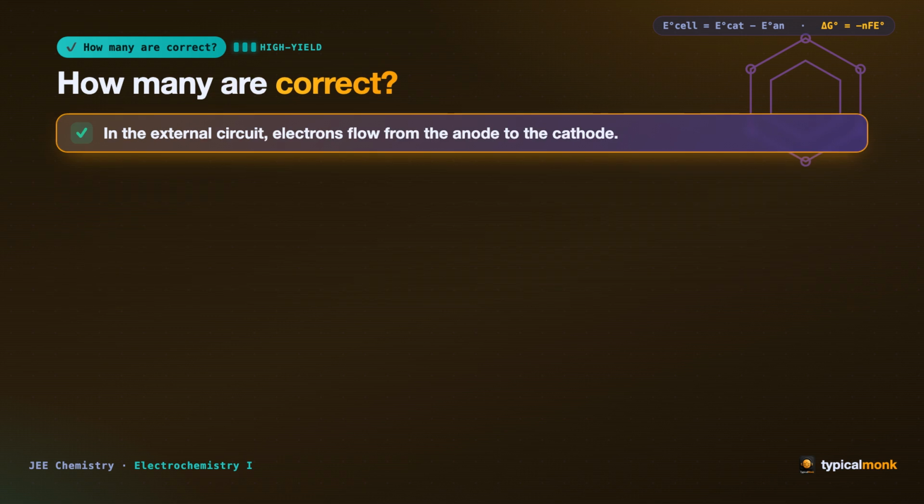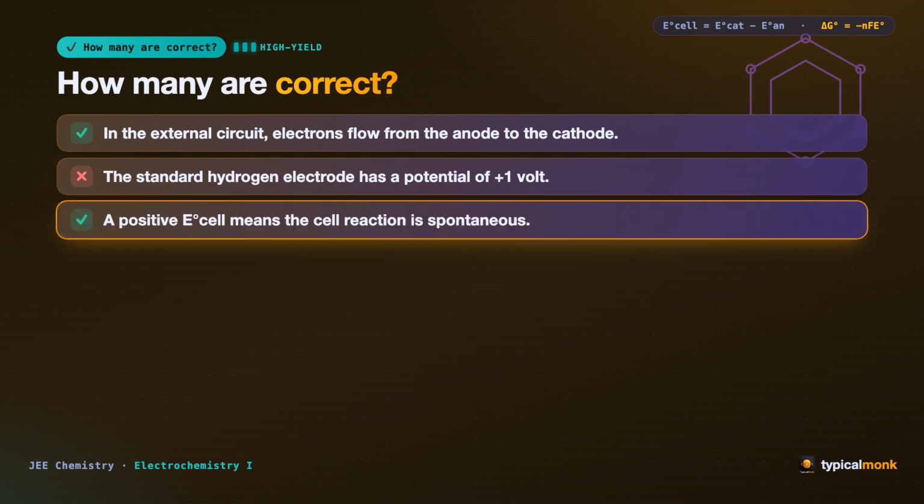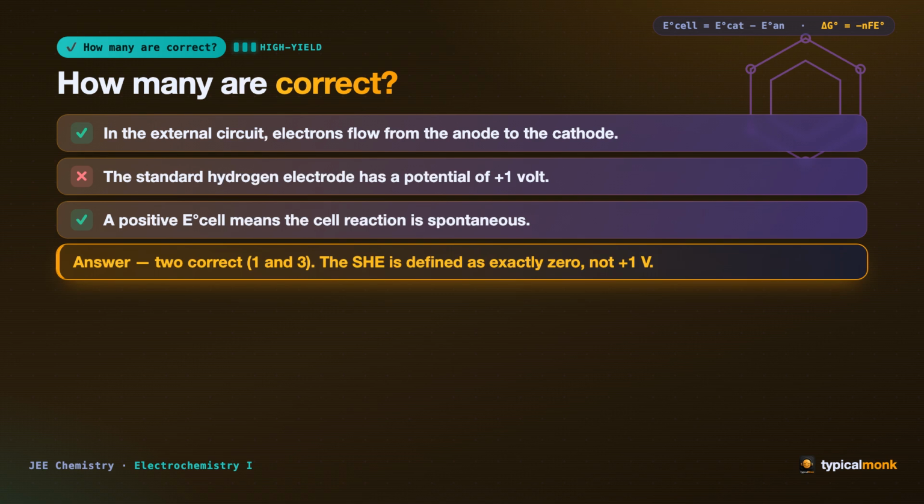Now, how many of these 3 statements are correct? 1. In the external circuit, electrons flow from the anode to the cathode. That is correct. 2. The standard hydrogen electrode has a potential of plus 1 volt. That is wrong. It is defined as exactly 0. 3. A positive E cell standard means the cell reaction is spontaneous. That is correct. So the answer is 2 are correct, statements 1 and 3. The trap is statement 2. The standard hydrogen electrode is 0, not plus 1 volt.